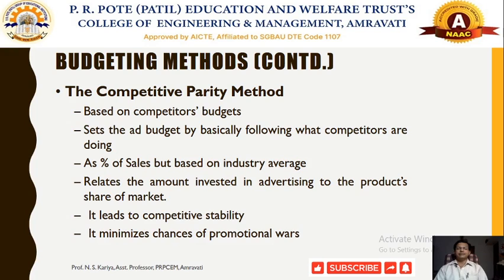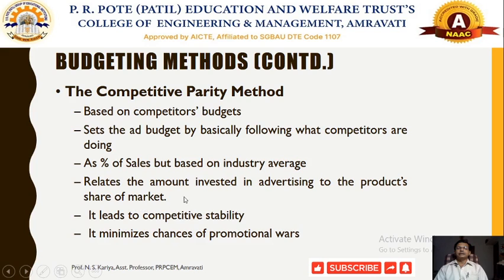So what exactly is happening in the industry is being taken into account. It relates the amount invested in advertising to the product's share of the market. So the overall market share of the product is taken into account when using this competitive parity method. Why are the competitors making a huge advertising budget? Generally, they are looking for a huge market share, and that's why they are increasing the advertising budget. But whether it is feasible for the company or not is also related to the market share of the particular product.